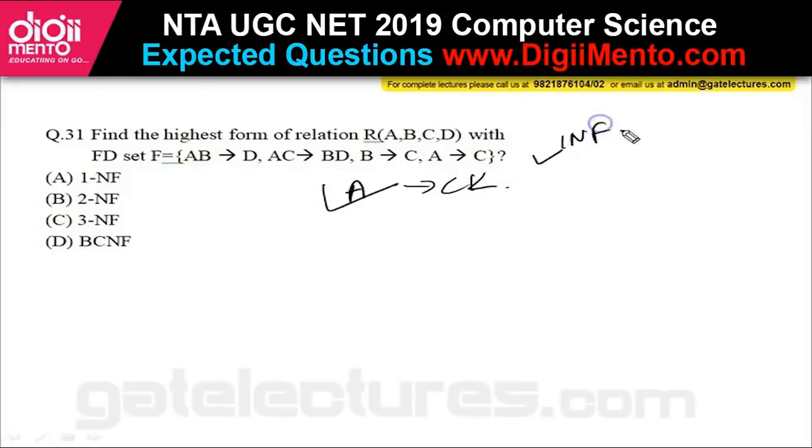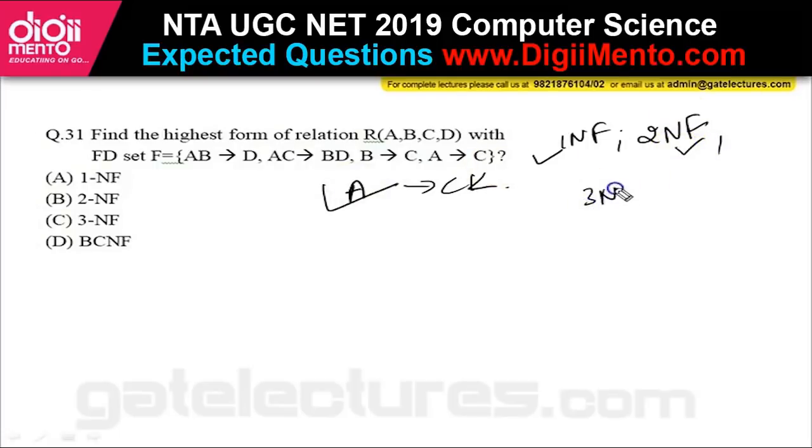If you look at the relation, it is following the 1NF property because there are no multi-valued and composite attributes. It is also following the second normal form. Why? Because A is all alone here, so there is no chance of having a partial dependency. So it is also in second normal form.